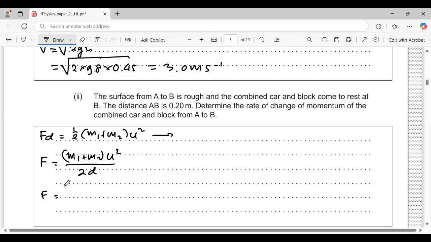Substitute the information. This is (0.12 plus 0.18) times 1.2 squared, divided by 2 times 0.20. Multiply, and if you calculate, the result is 1.08 or 1.1 newtons. So this is the rate of change of momentum, or actually this is impulse.